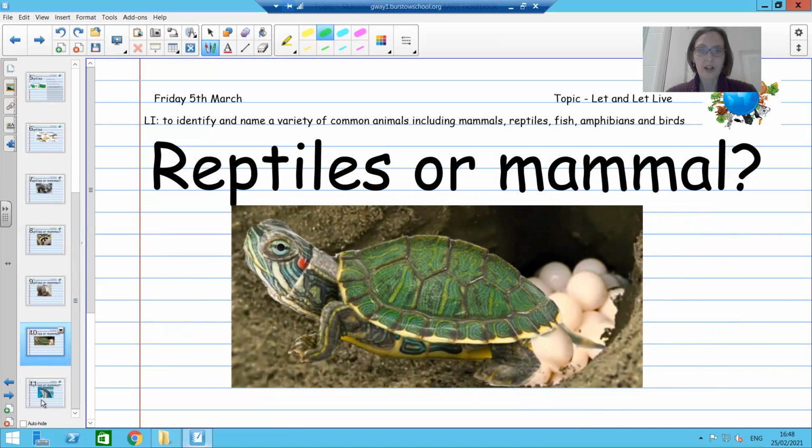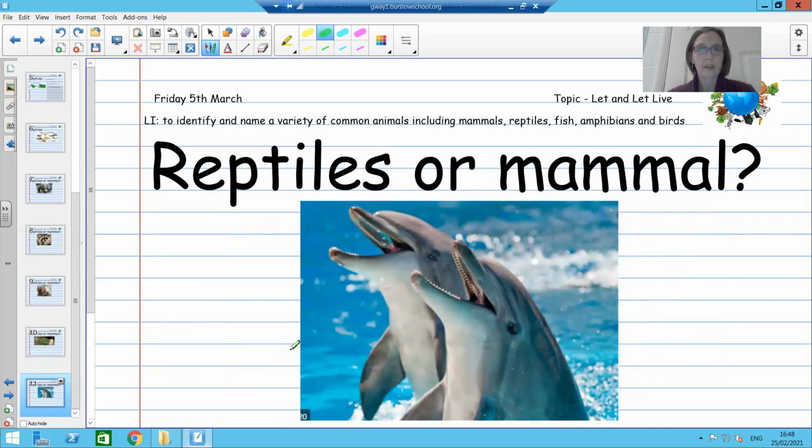And then finally, this one's a bit like the whale. It might sometimes trick some people out. Is it a reptile or a mammal? What do you think? It's a dolphin. Well done if you said it is a mammal. A lot of people maybe think they are fish because they live and swim in the water, but they do need to come out of the water to breathe. They are a mammal. They give birth to live babies.